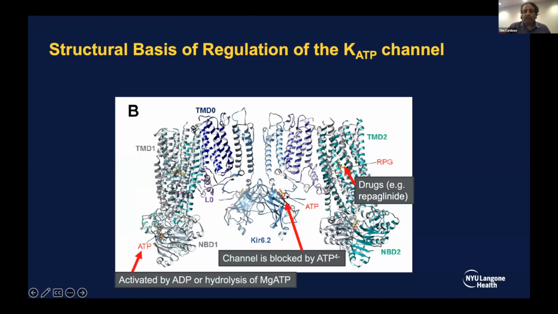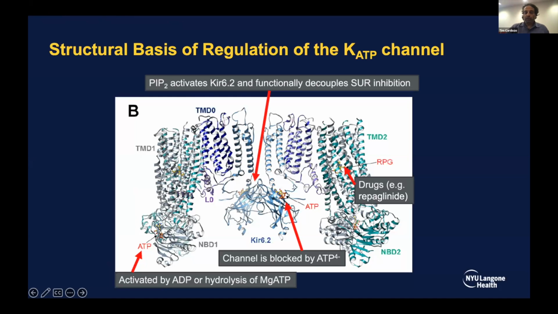And in the KIR-SUR complex, there's a variety of ligands that also regulate that process, apparently by preventing or locking these helices into certain conformations. So when ATP binds to the nucleotide binding domain in the channel itself, it blocks the channel. When PIP2, phosphatidylinositol bisphosphate, which is a phospholipid head group from the membrane, binds in this region here, it uncouples the inhibition of SUR, so it opens the channel.